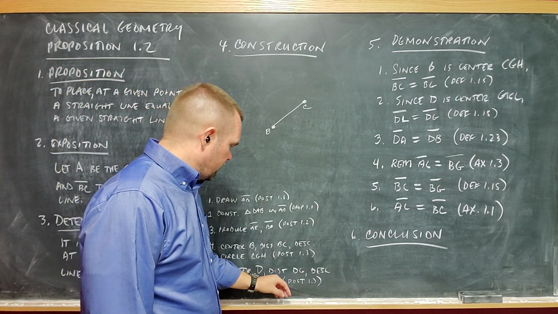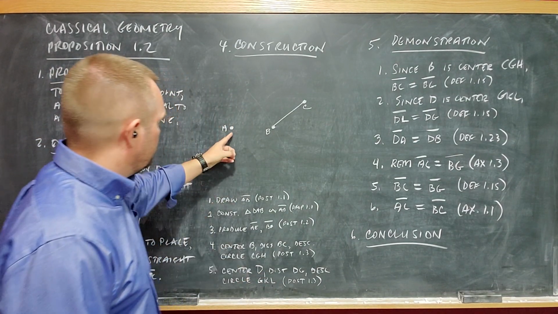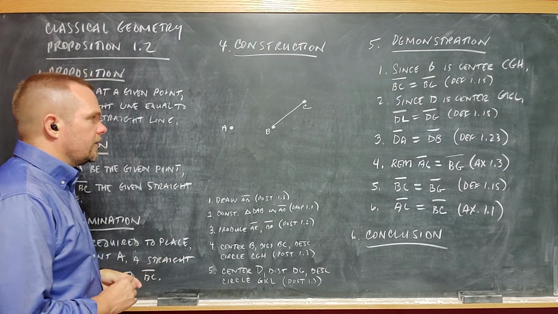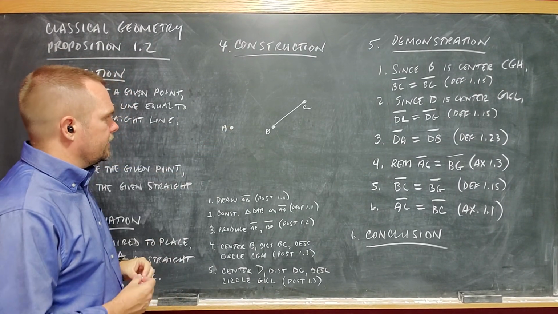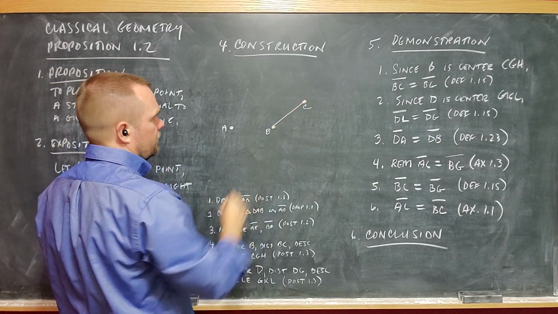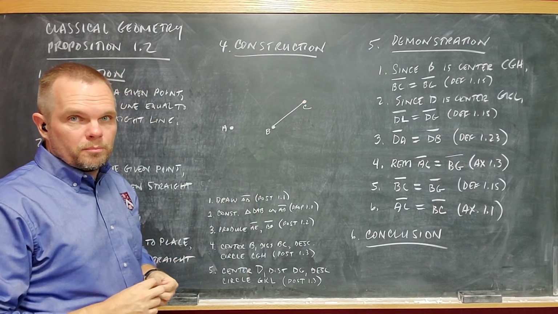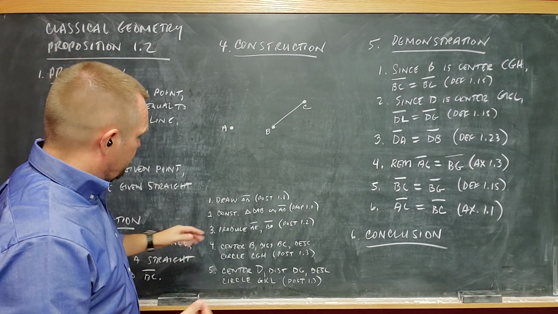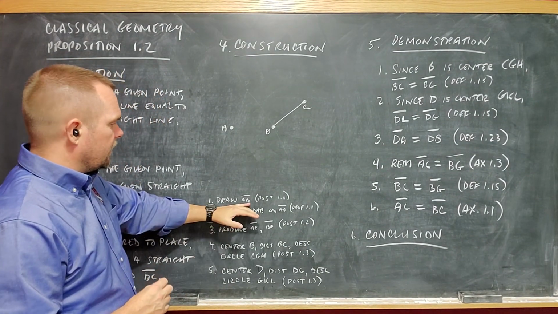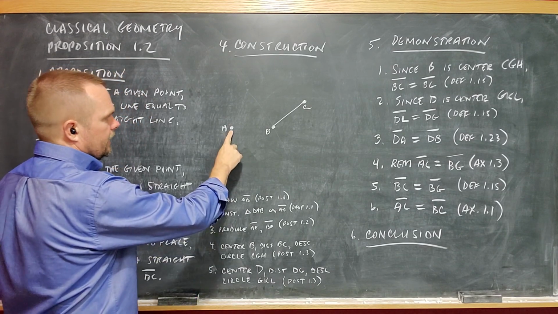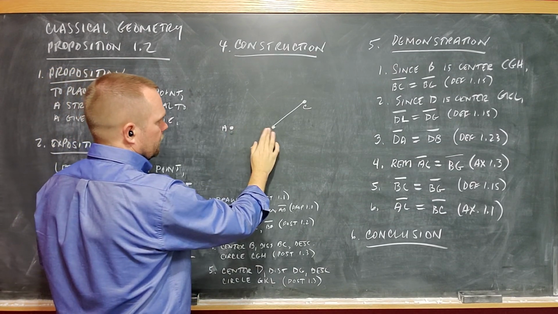We were given point A and a straight line BC, and our task is to draw a straight line at point A that's equal in length to the straight line BC. Here's how we're going to do it. First of all, we're going to draw the straight line AB by connecting point A and point B.